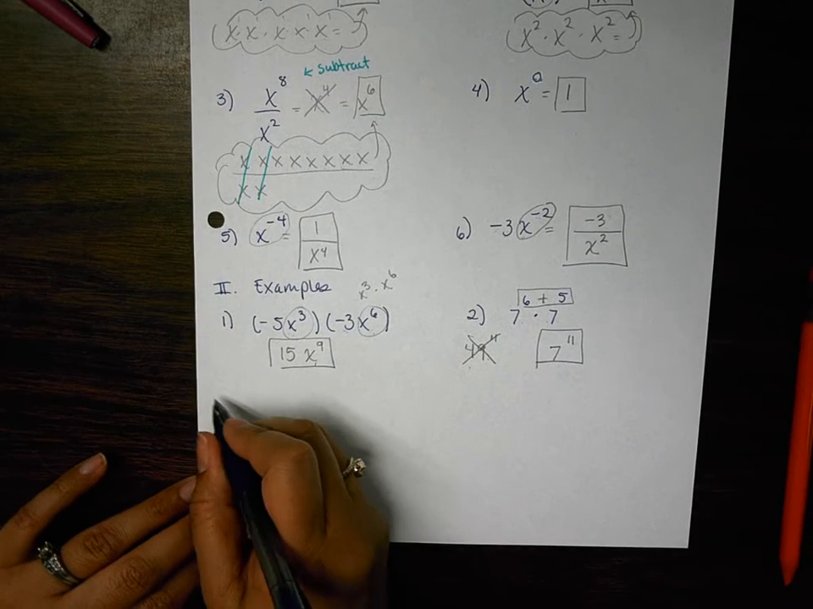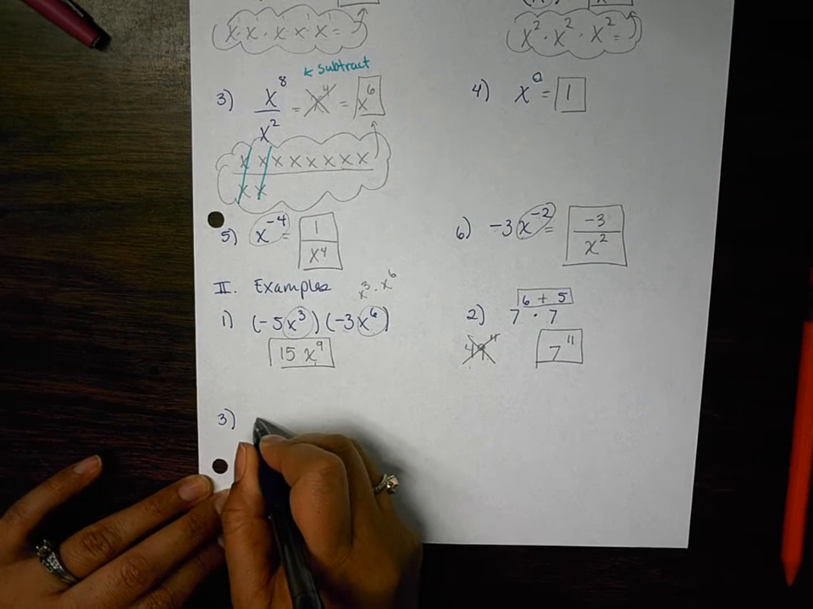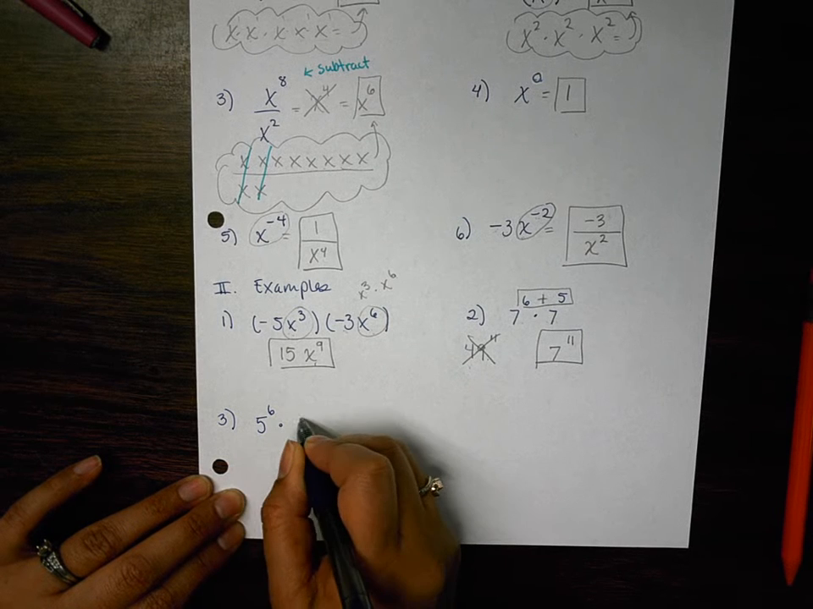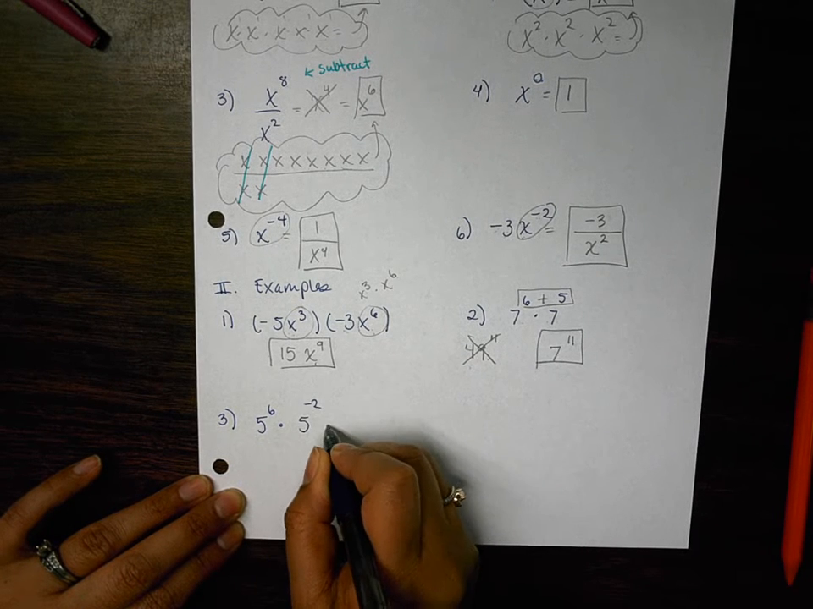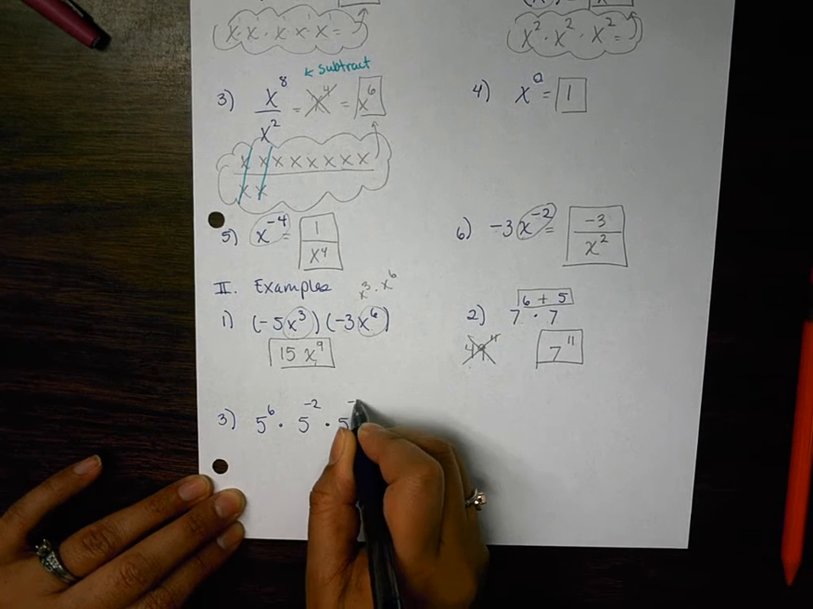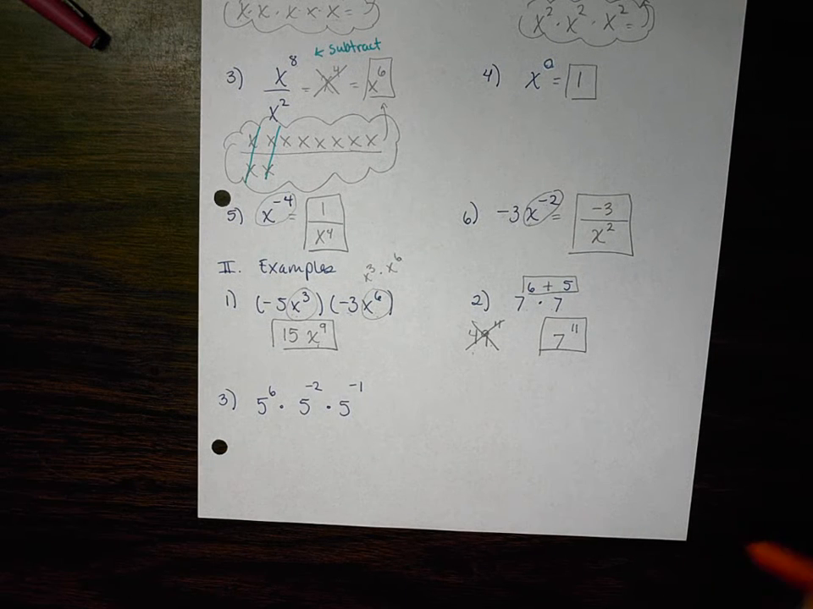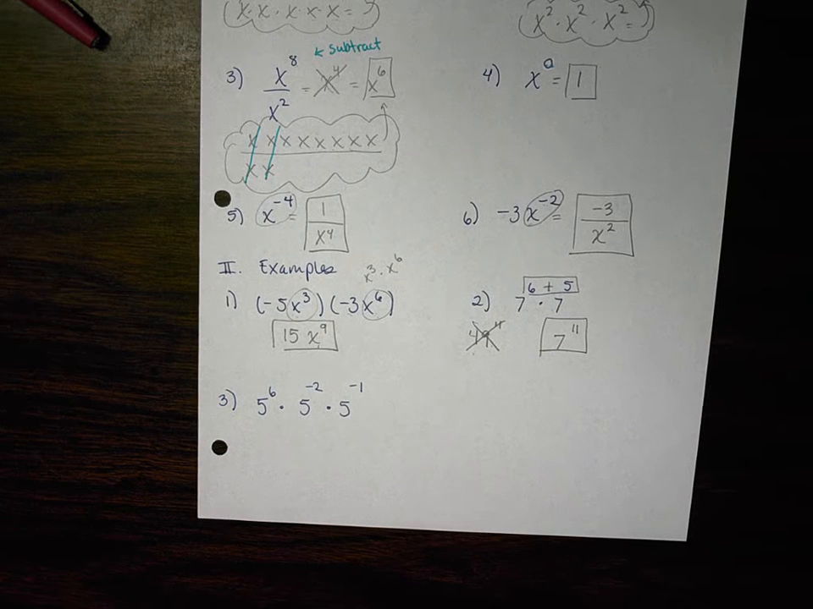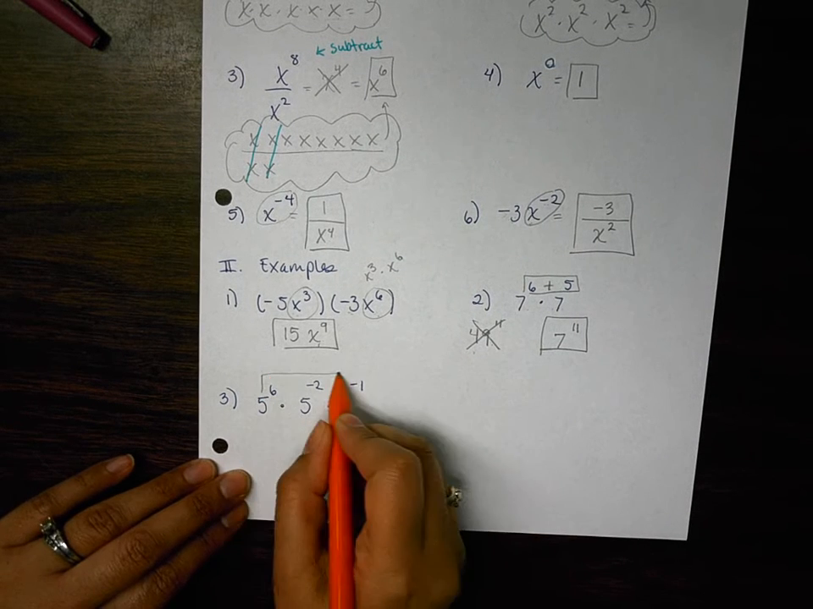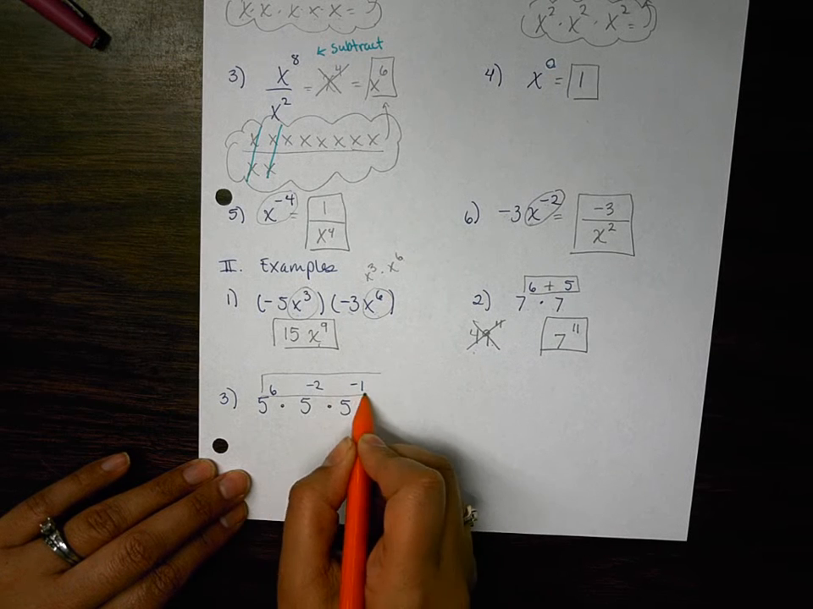Number 3. 5 to the 6th times 5 to the negative 2nd times 5 to the negative 1. Now, you have a lot going on here because you have positive exponents and negative exponents. And we talked about negative exponents moving. I will tell you this. Before you do any moving, work with the exponents first.